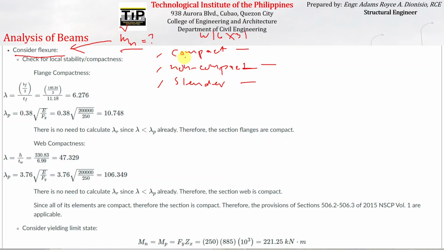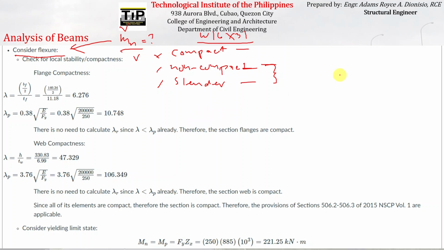Okay, so if we have found out that the section is compact, therefore we can just use all of the provisions that we are studying here. Okay, but the bad news there is if we have found out that the section is actually non-compact or slender, we have to use the other provisions of the code. Okay, so you can just refer to the code if you encounter a section that is not compact or slender. You have to refer there how to compute the moment capacity for the non-compact or slender. Because in this discussion, we are just limited to the moment capacity of compact sections. Okay, so how do we say that the section is compact?